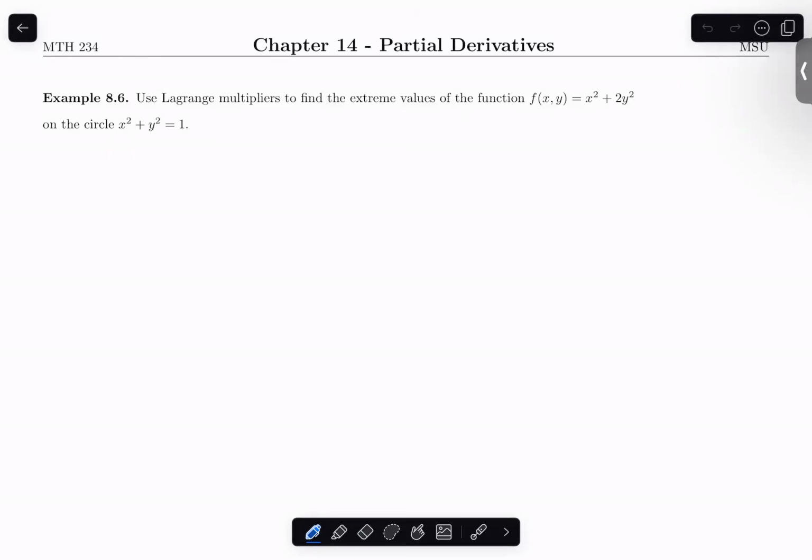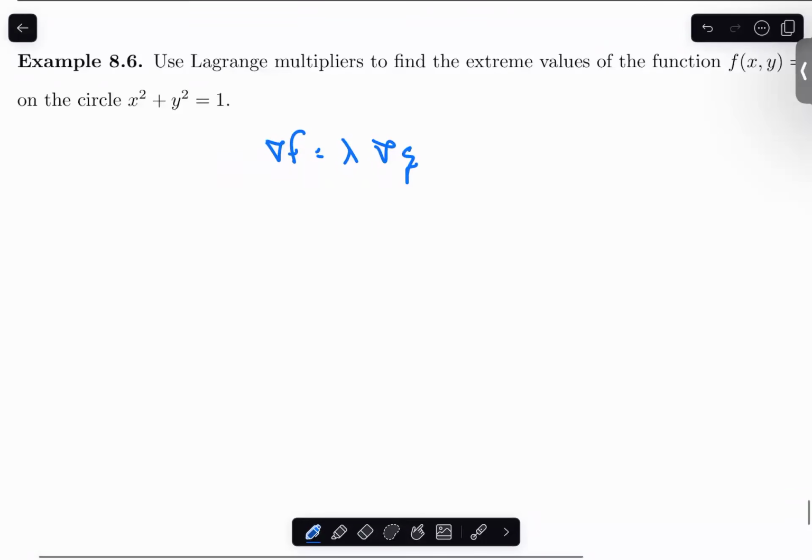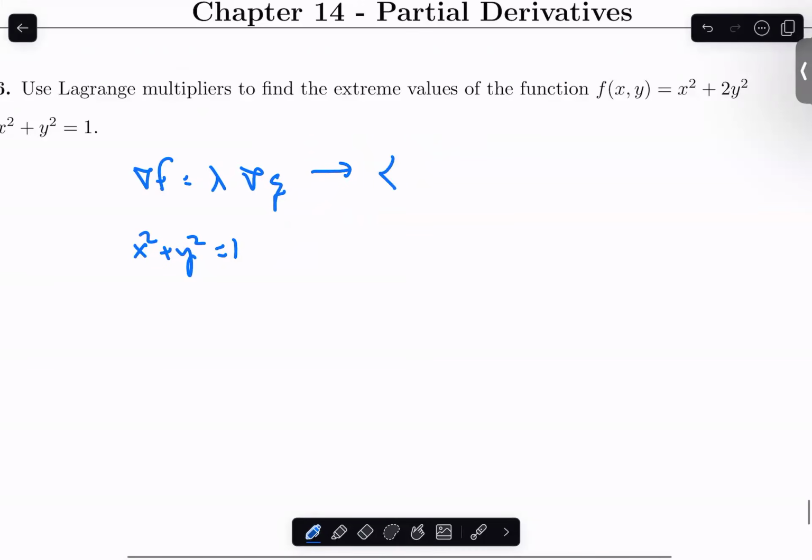Let's set up our system of equations, and then maybe I'll give you a couple minutes to try to solve the system of equations, because that, I think, is the most difficult bit. So again, we're going to be doing partial derivatives, or the gradient of f is equal to some scalar multiple times the gradient of g. And then our constraint equation is x squared plus y squared is equal to 1. This one right here, if I was to take my gradient of f, I would have 2x.